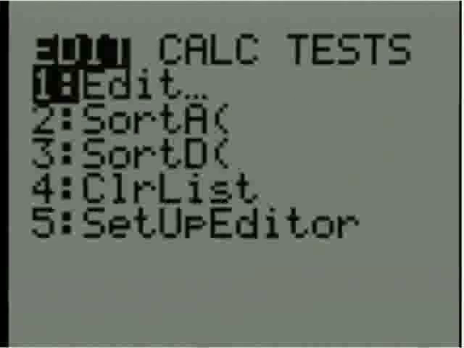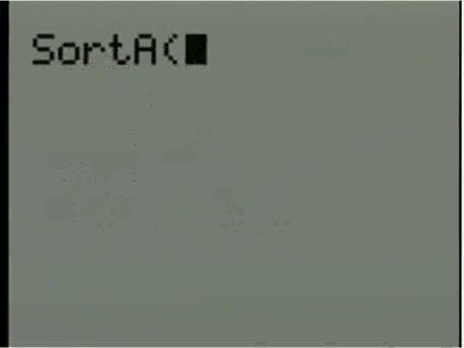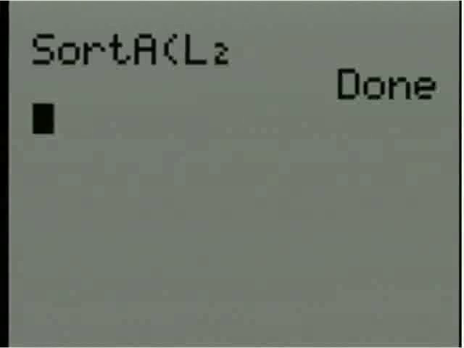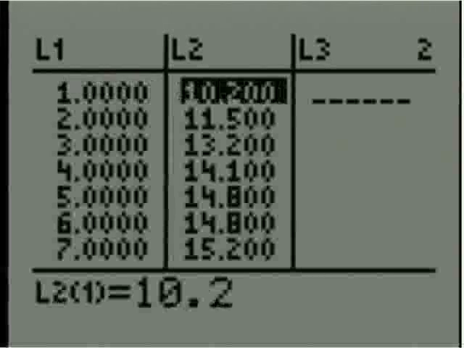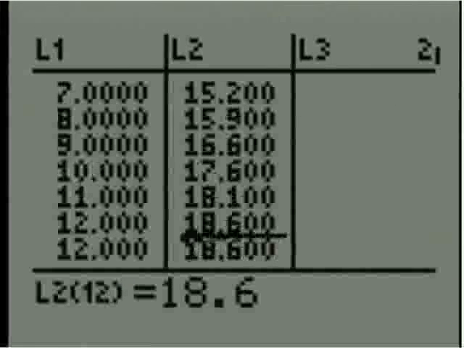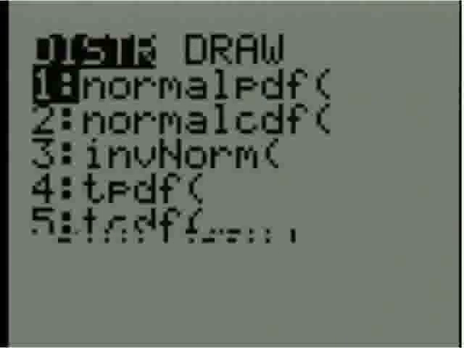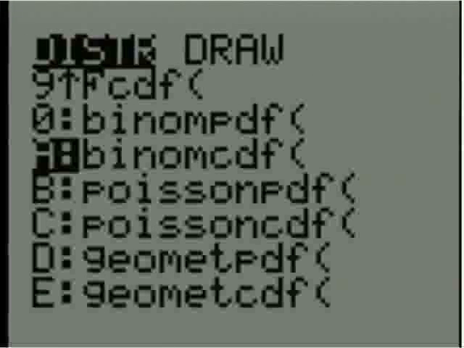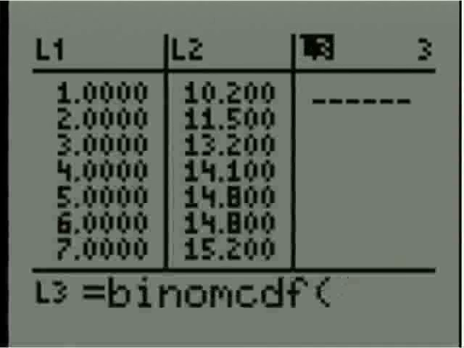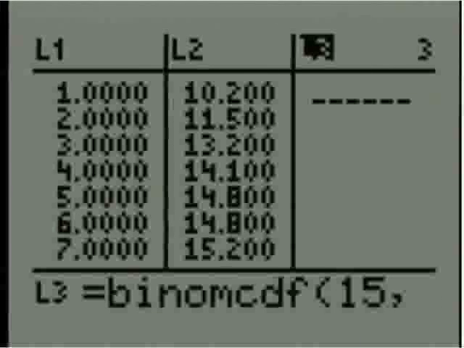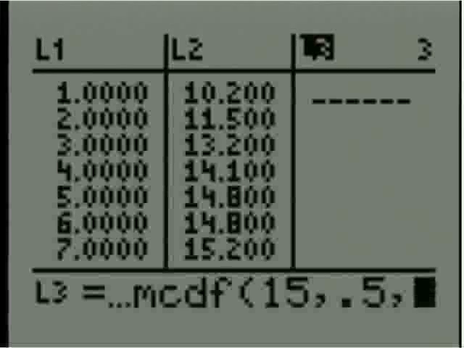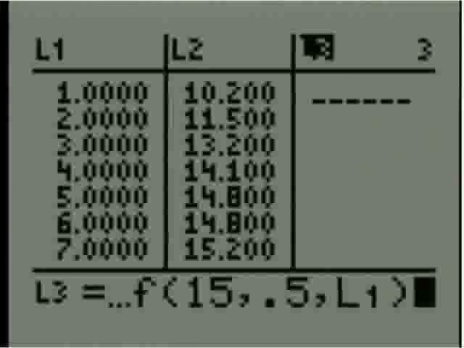If I go back to Stat, Option 2, Sort Ascending, I'm going to sort L2. Done. Go back to the editor. See, now the calculator shows my lowest value up to my highest values. Now we'll go up to L3. Go to Second Distribution, Binom CDF. Remember, n was 15, pi is a half, and my x's are in L1. Hit Enter, and give it a second.